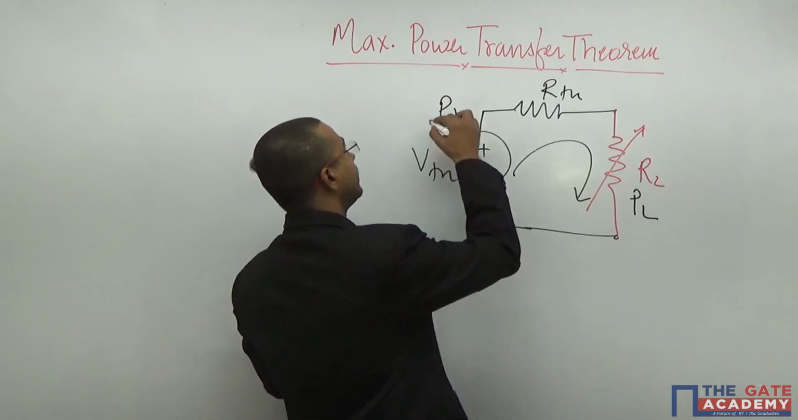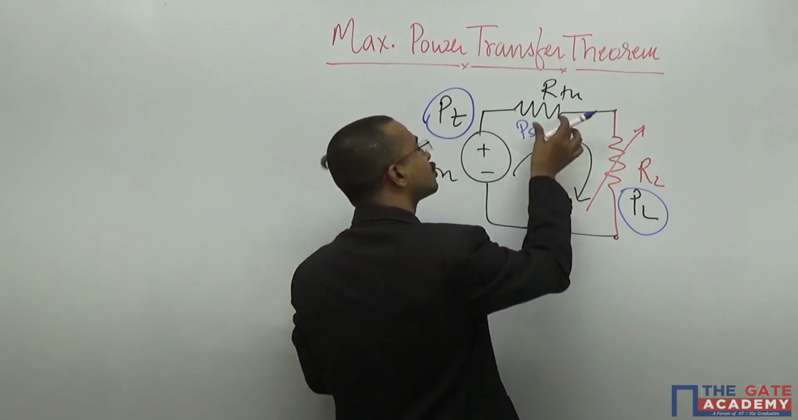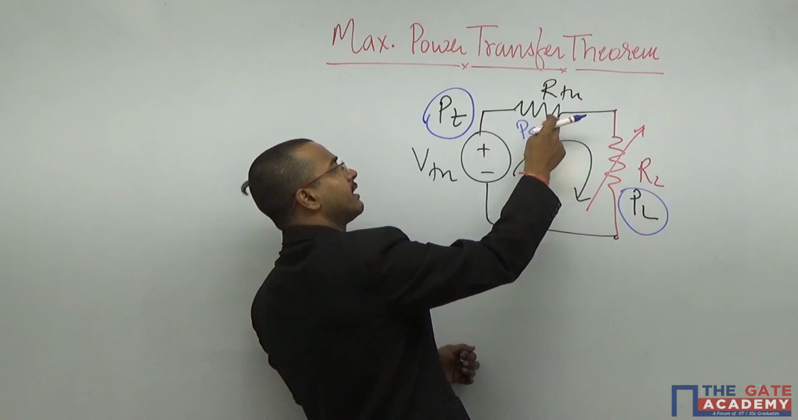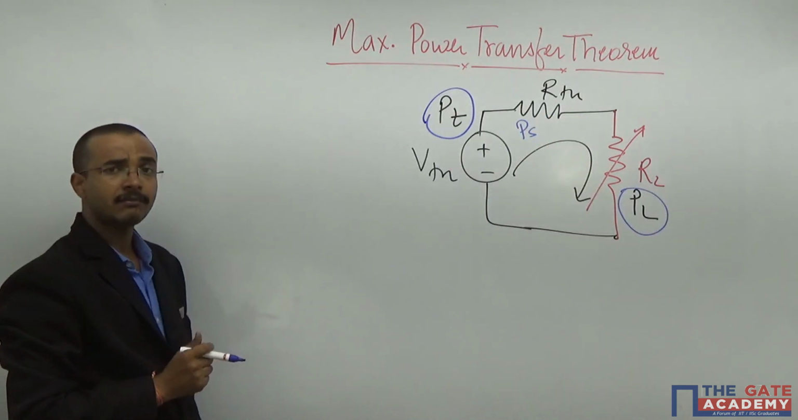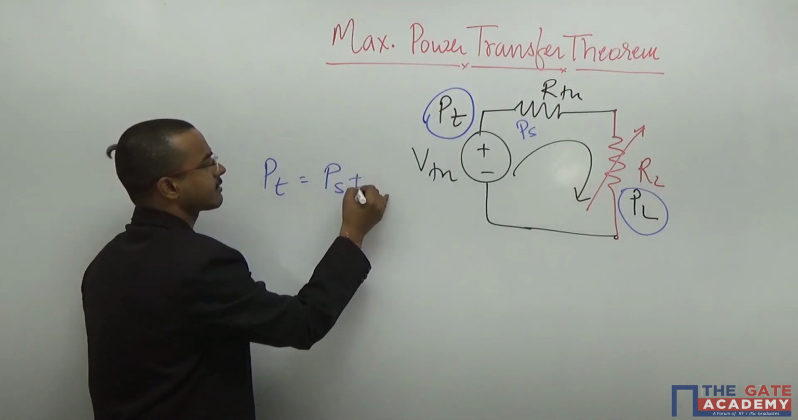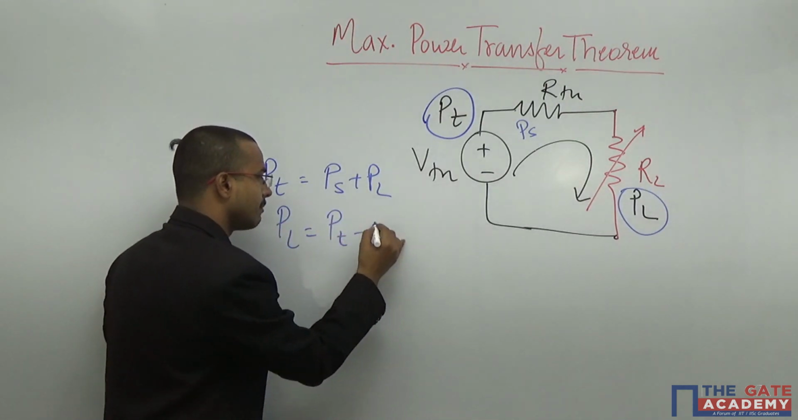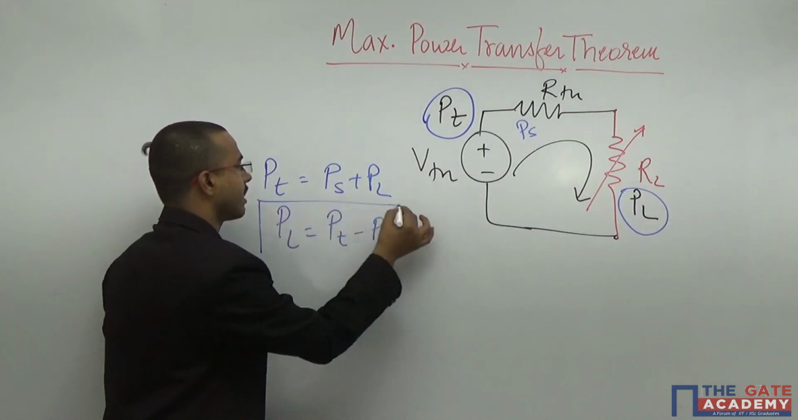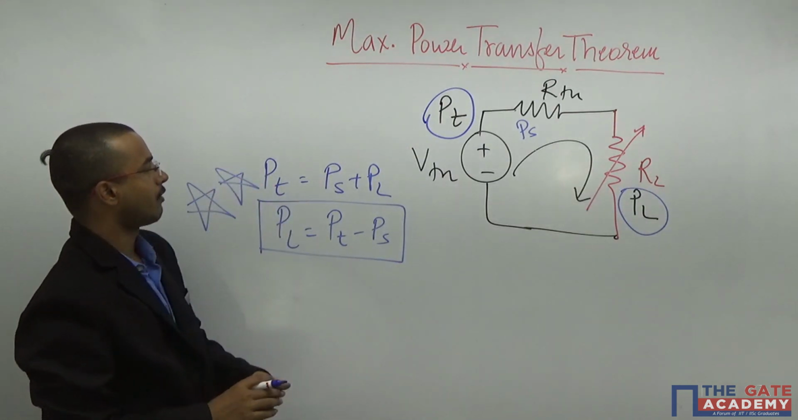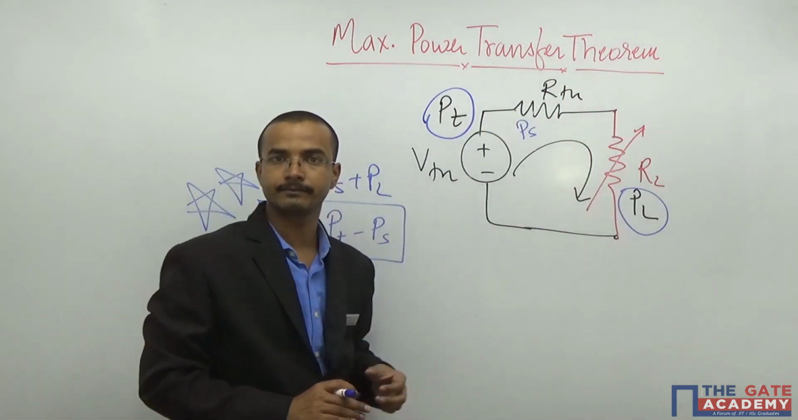I am assuming that here the power is PT, here the power is PL, and here the power is PS, the source power. If it is a practical voltage source, it has a value of voltage and the resistance of the source. That means I can write PT equals PS plus PL, so the value of PL will be PT minus PS. This is my most generalized formula: whatever I am generating minus this will be my load power.